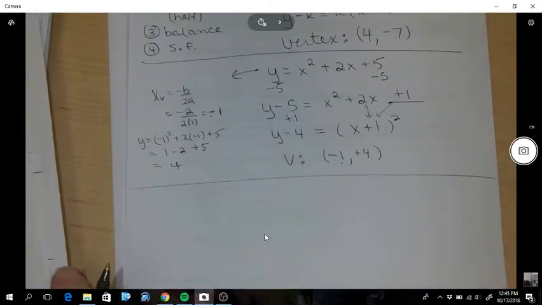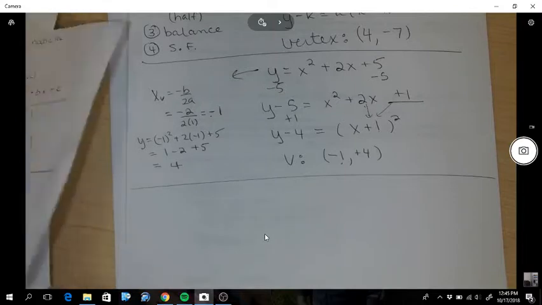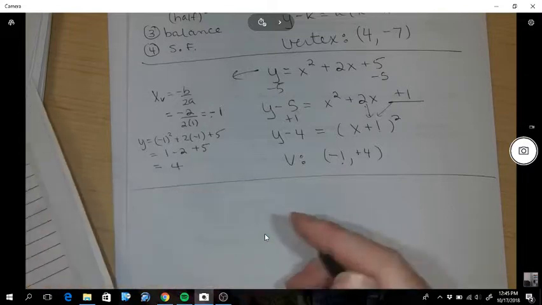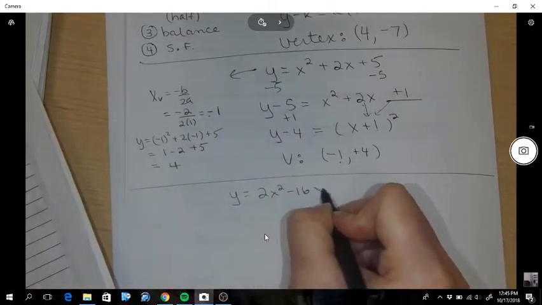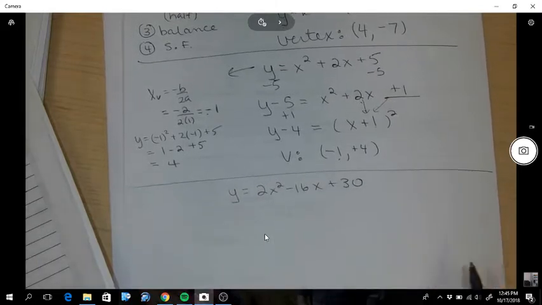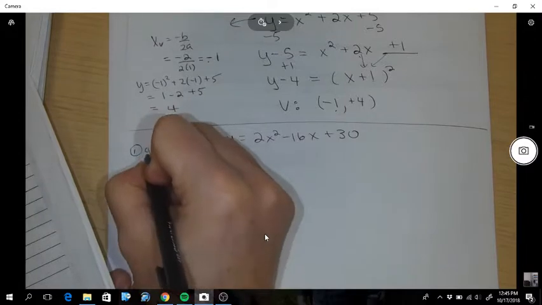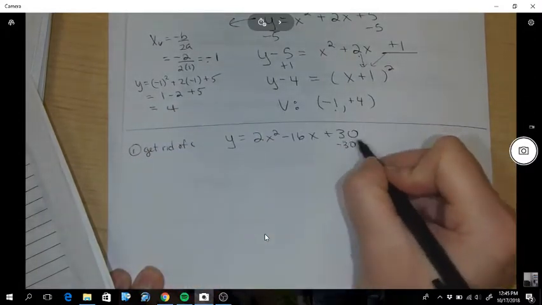Okay, now I'm going to add on to step 2. We're going to add an a value in here. So y = 2x² - 16x + 30. Okay, so step 1, get rid of c, minus 30.